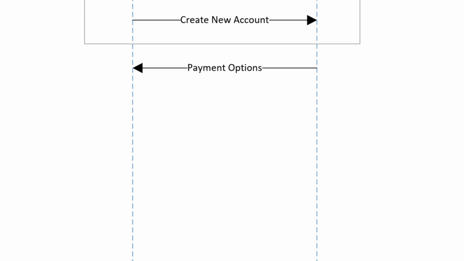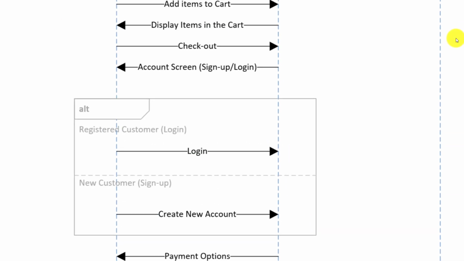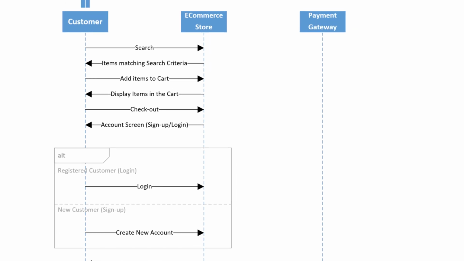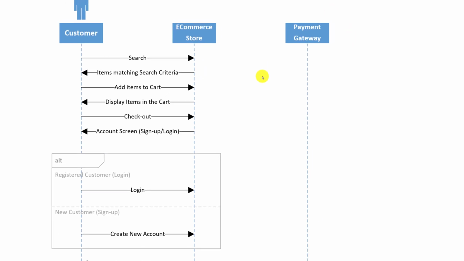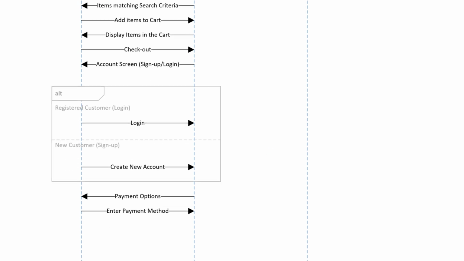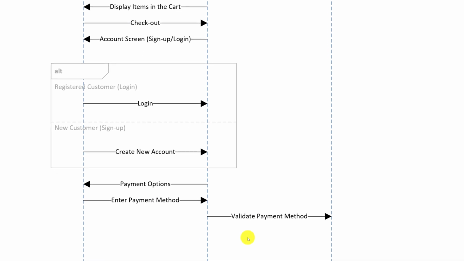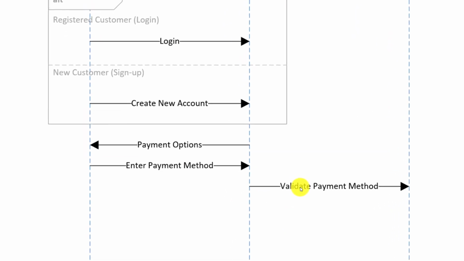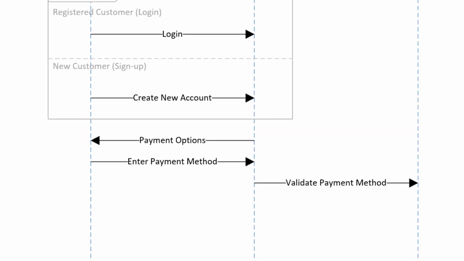At this point, customer should be able to enter payment method. Once customer entered payment method, it needs to be validated with the payment gateway, which is another object in our diagram. And so far, this object didn't get any actions and didn't receive any messages. After customer entered payment method, e-commerce store will send the message to payment gateway to validate payment method.